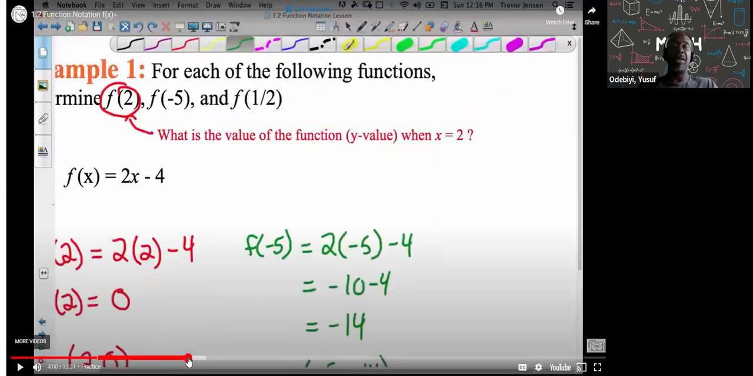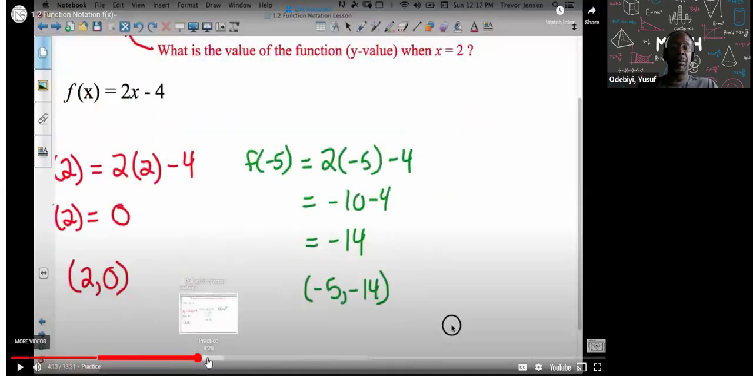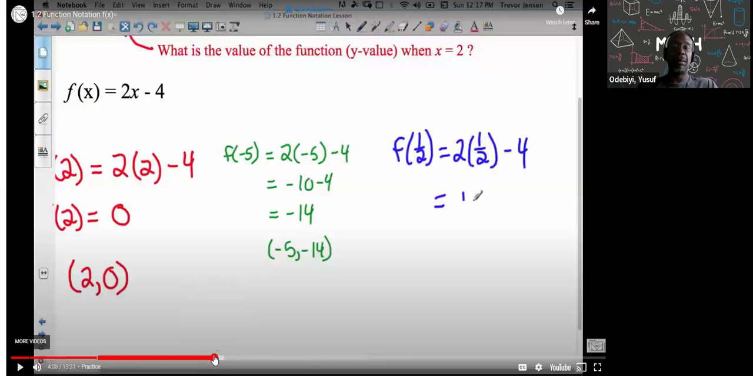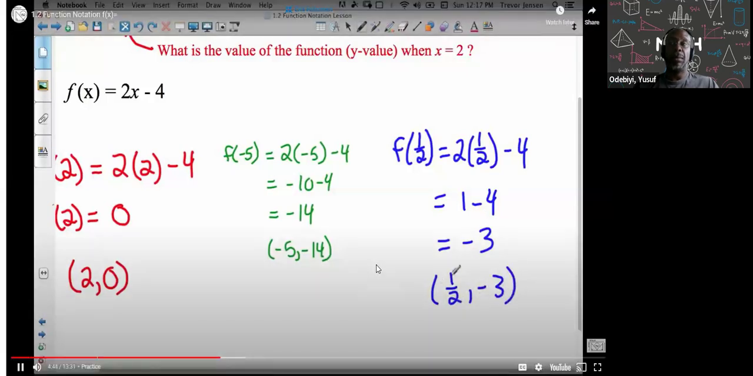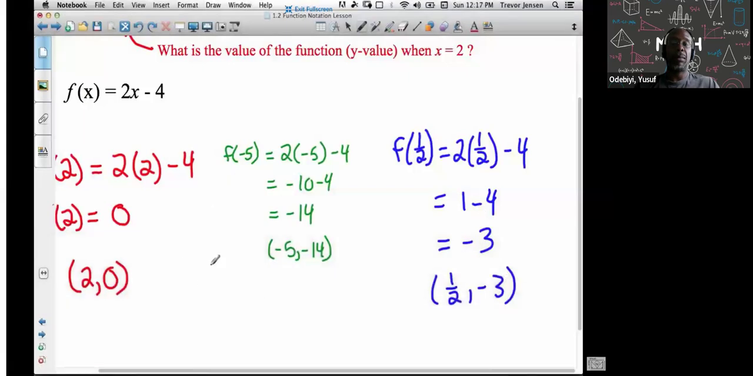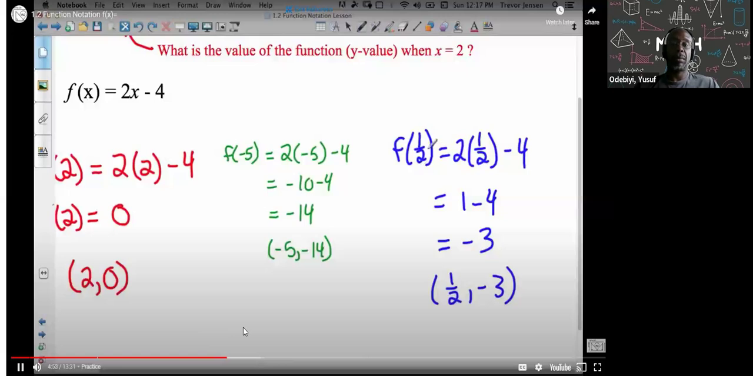So now let's do the next one. It's the same kind of thing. What if my x is a half? What's my y? Fast forward that. One minus 4 is -3. That corresponds to the point (a half, -3). Because when x is a half, the value of the function is -3. When x is a half, y is -3. Notice I keep interchanging value of function and y value. Okay, so that answers that. So let's go to the next one.